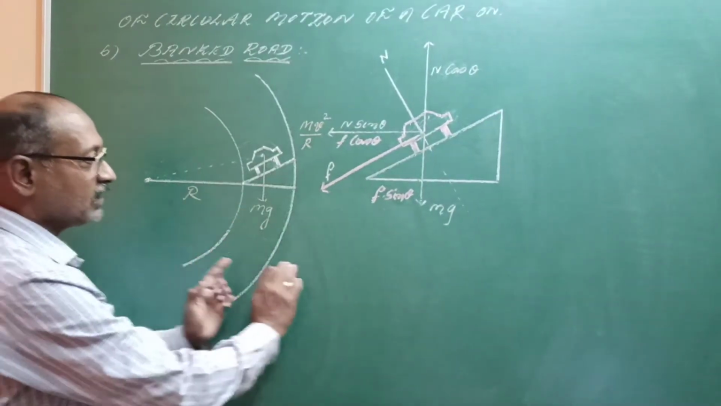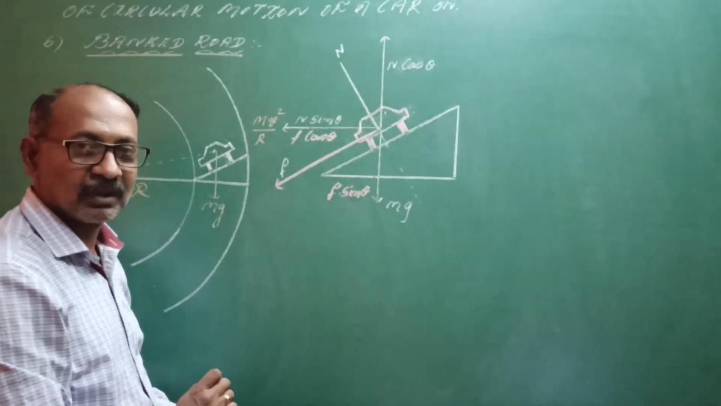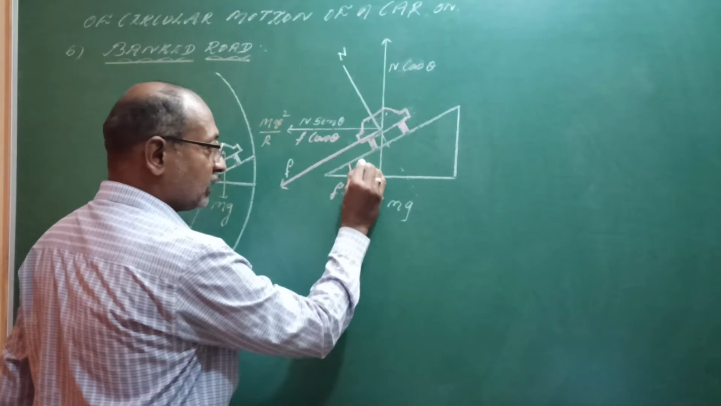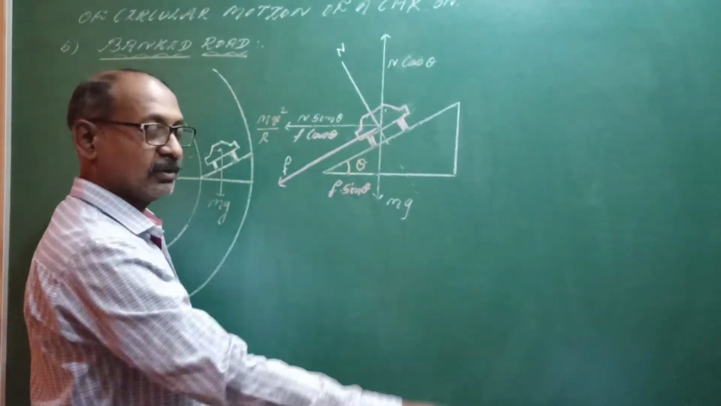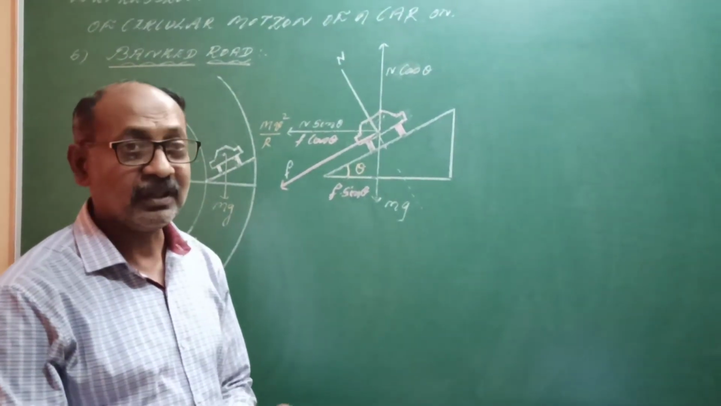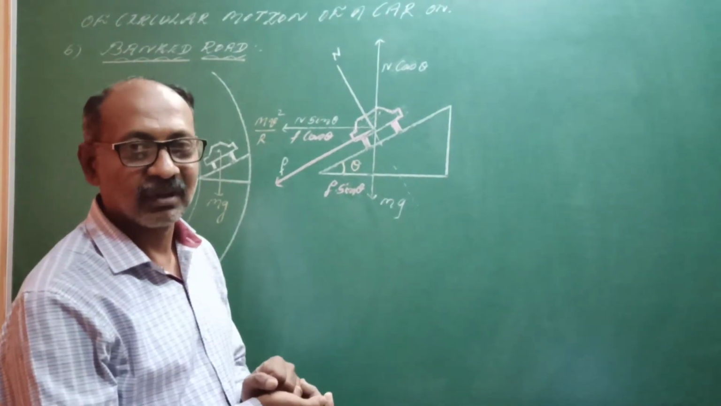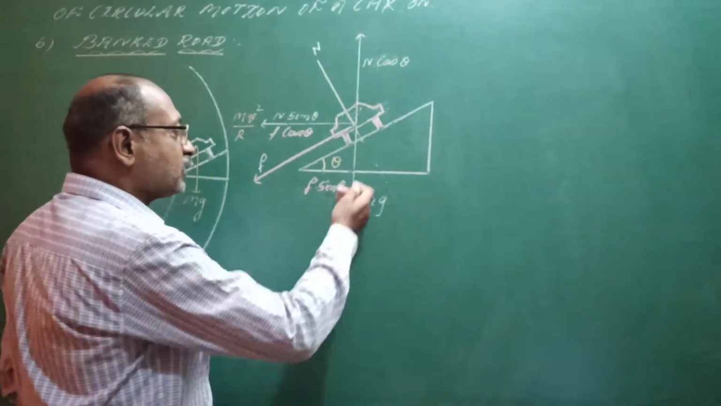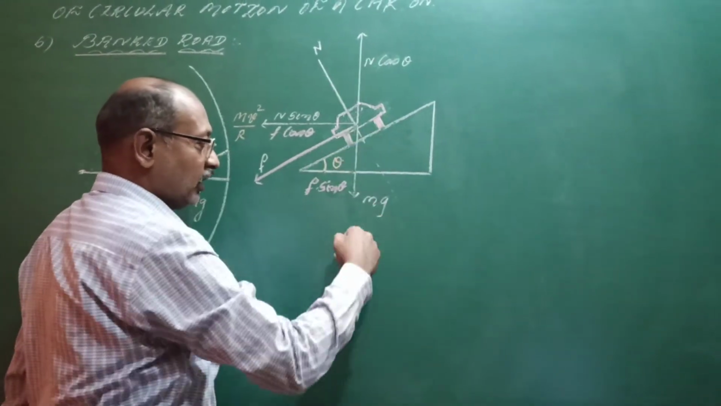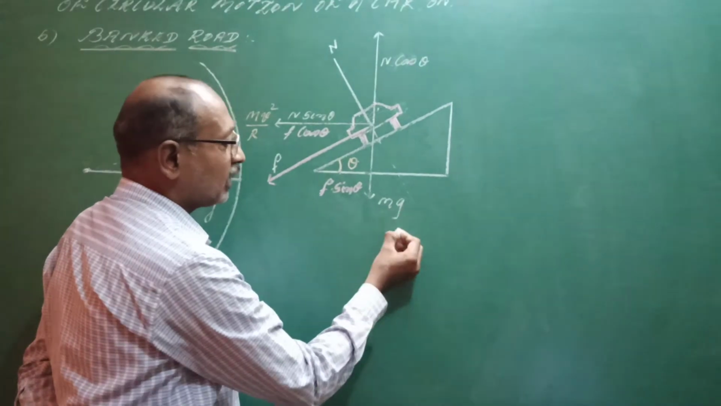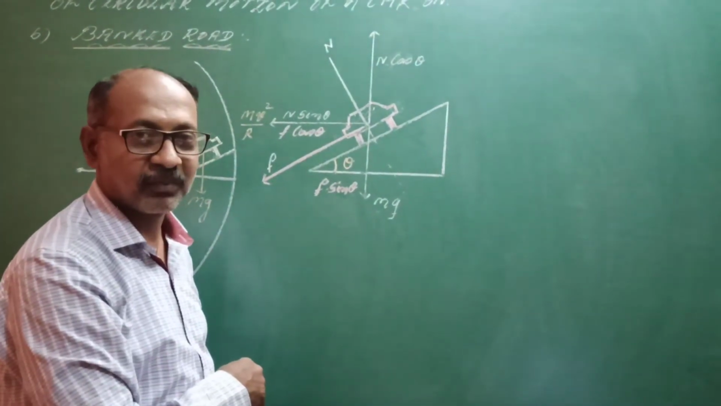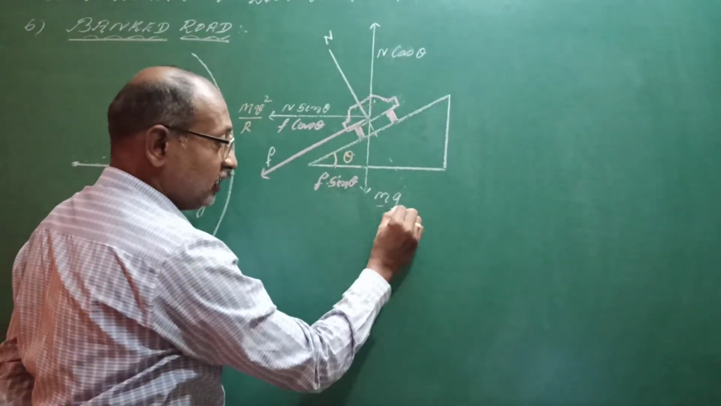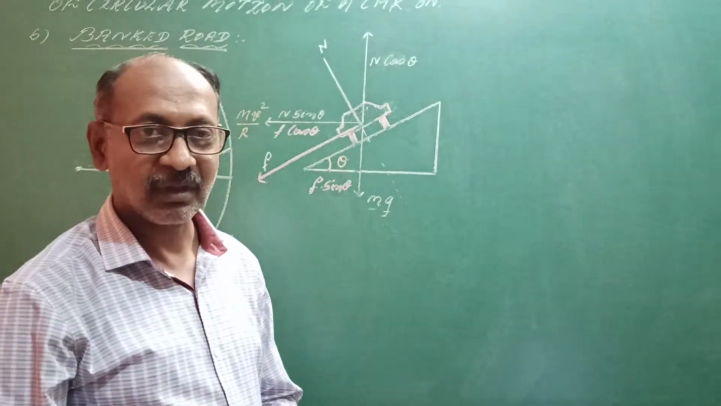Then the same thing I am considering here. So this is the banked road. It is banked at an angle theta. Then the total weight of this body depends on the mass and also the gravitational force. It is actually acting downwards. This is mass into gravitational acceleration, mg.